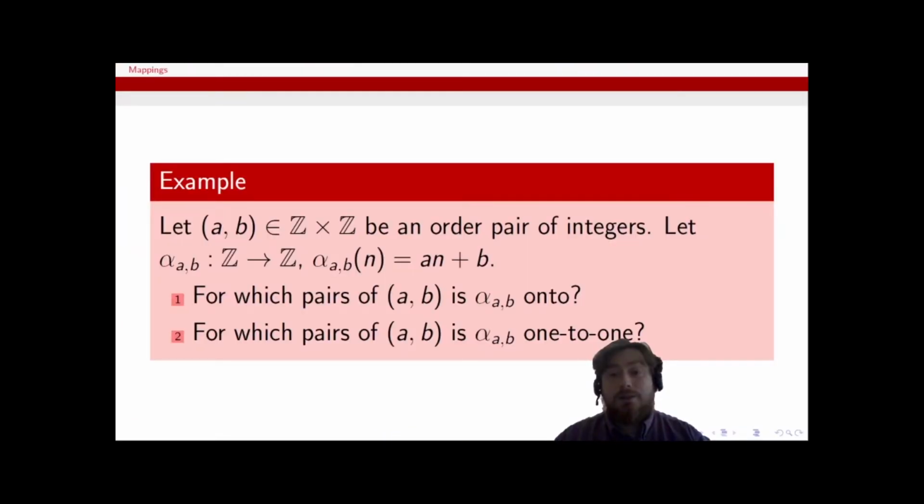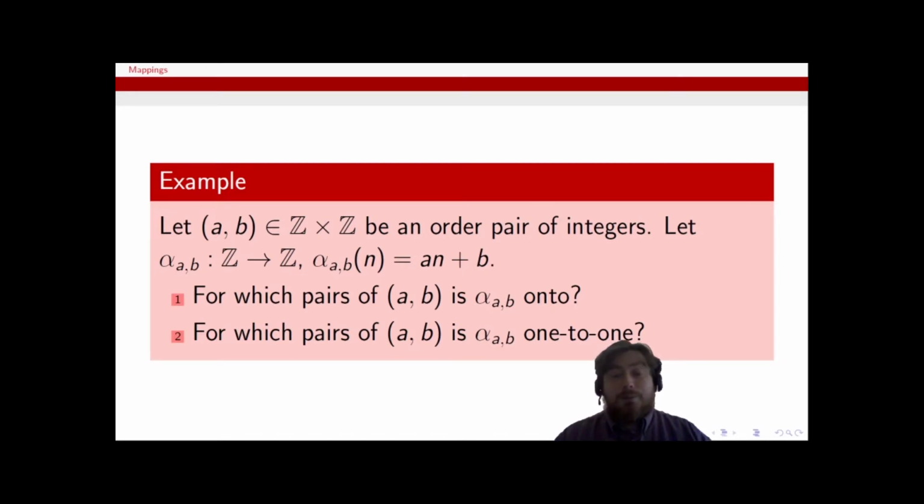Now for another example, we're going to look at a family of mappings. So let A and B in Z cross Z be an ordered pair of integers. So what I want to do is define alpha sub AB as a mapping from Z to Z, where alpha sub AB of n is An plus B. So now this is a family because I get a different function for each A and each B.